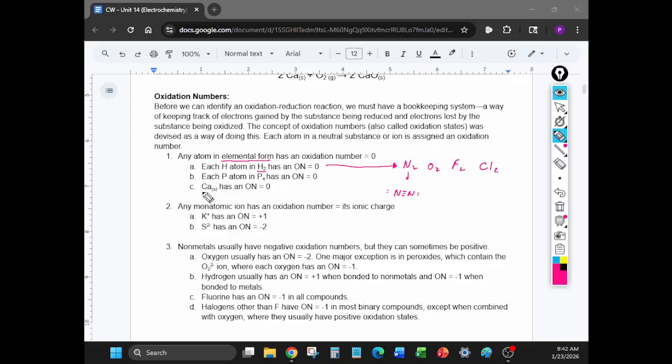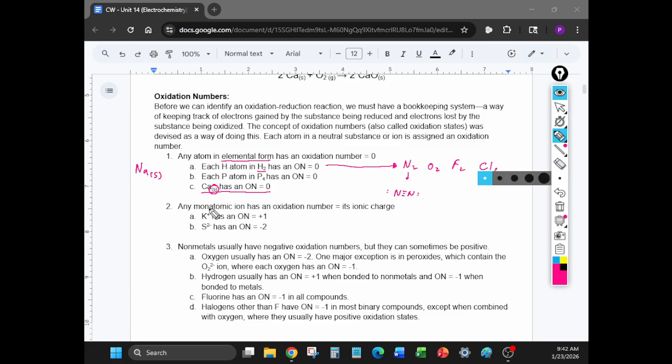The other important thing to know is that most metals have an oxidation number of 0 when they are in their solid form. So calcium, when it's solid, is going to have an oxidation number of 0. Another example might be sodium. When it's a solid, it's going to have an oxidation number of 0.